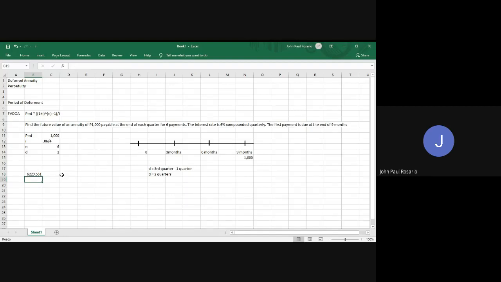Okay, so ang answer actually is 6229.55. Okay, so using the formula, you can still get the same answer. Question? Wala. Okay. Sige, now, let's move to an example.